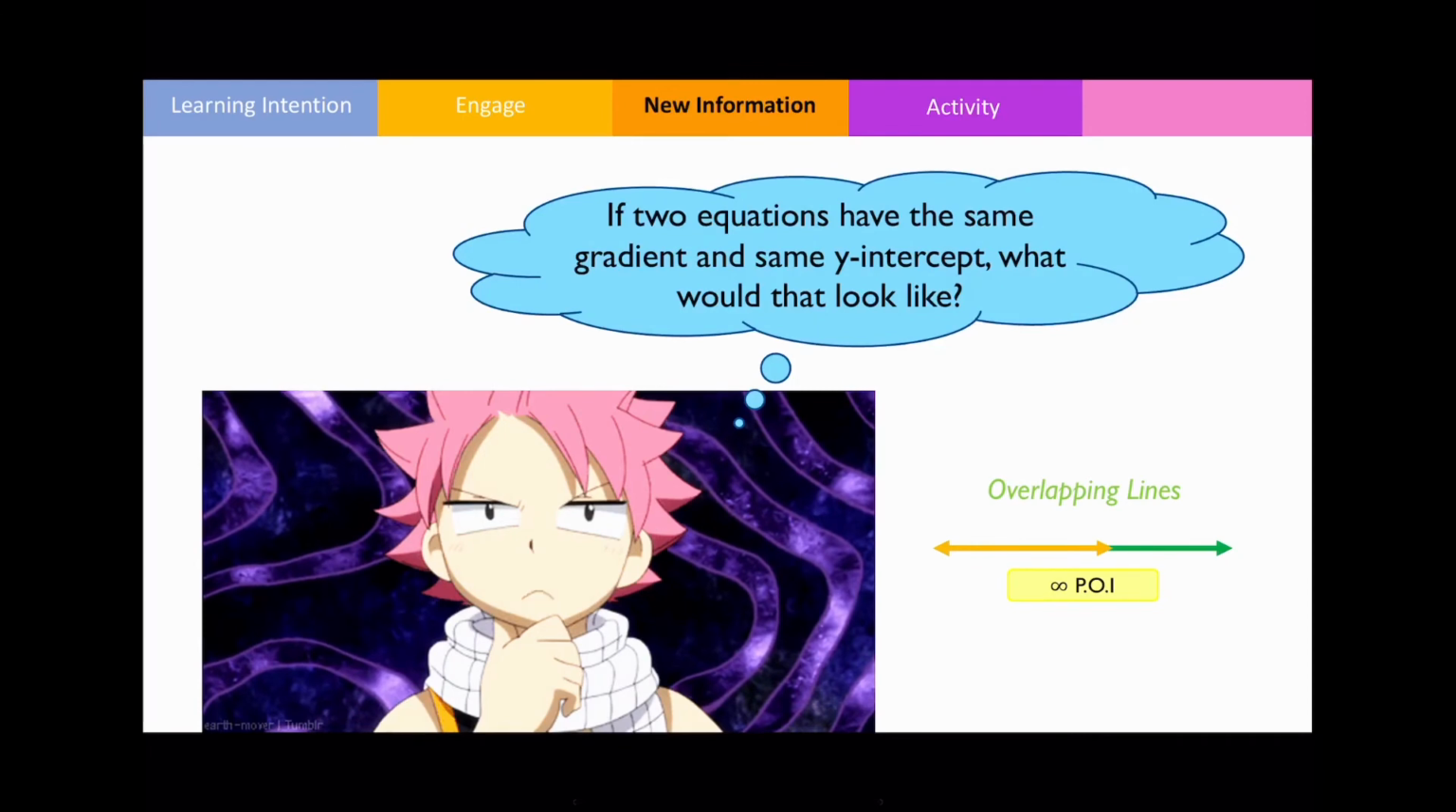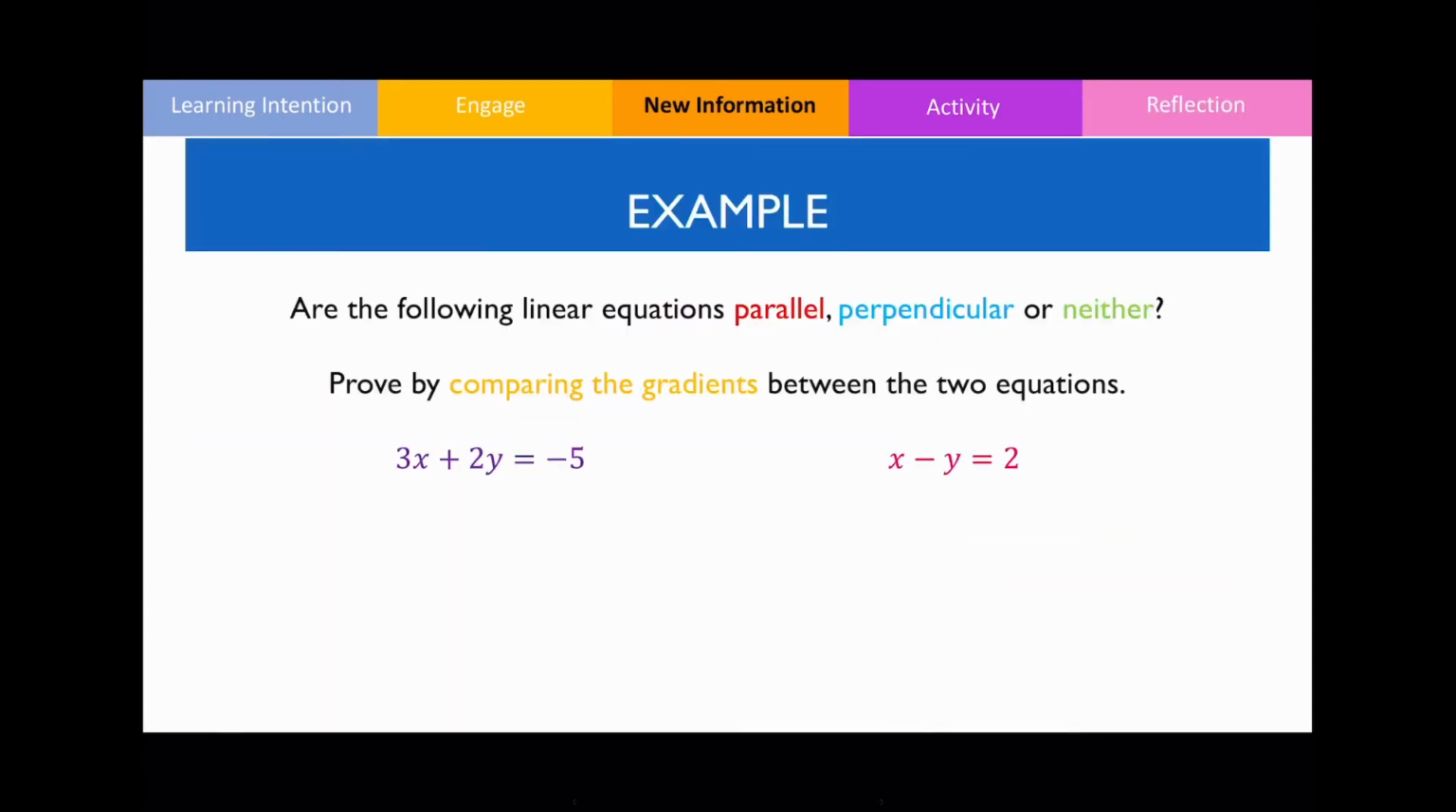Now I'm going to show you one more example so that you can see whether two lines are considered to be parallel, perpendicular, or neither. I'm intentionally going to be using a more complex example that's a little bit different, okay? The reason why this example is a bit different is because both of these equations are expressed in the standard form, so it's not expressed in the slope-intercept form, which is y equals mx plus c, okay? So the way that we're going to determine whether the lines are parallel or perpendicular or neither is by comparing the gradients.